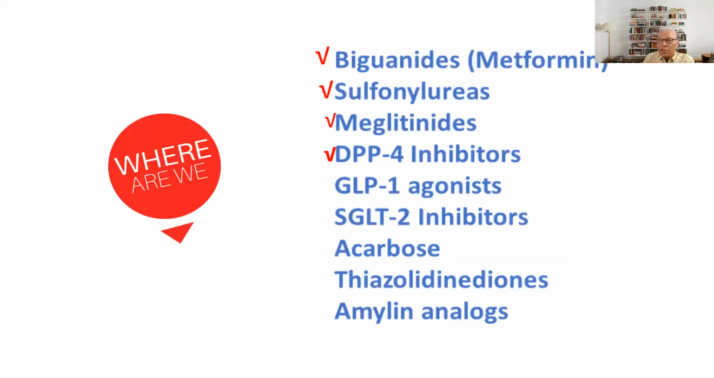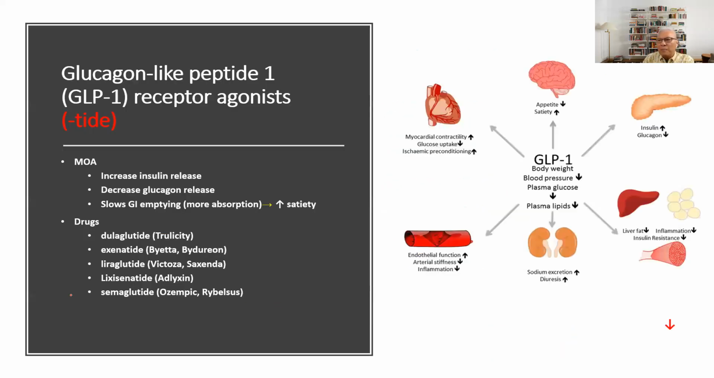All right, so we finished DPP4 inhibitors. We have finished biguanides, sulfonylureas, meglitinides, and DPP4 inhibitors. And now we're going to go to GLP1 agonists. So what are GLP1 agonists? Well, these are glucagon-like peptide-1 receptor agonists, and they usually end with tide.